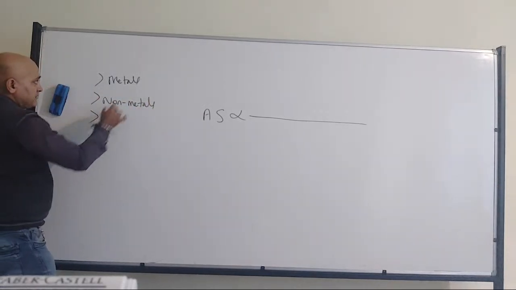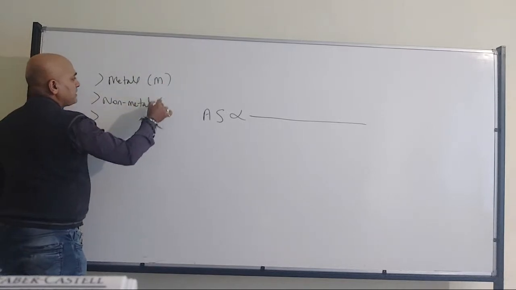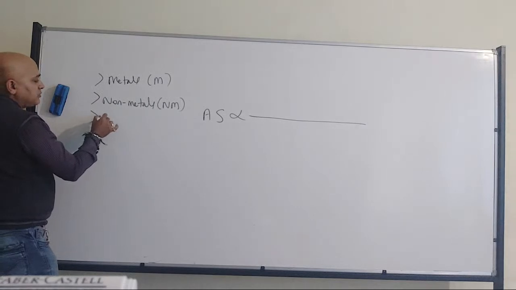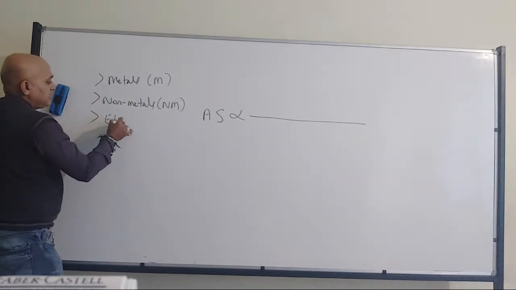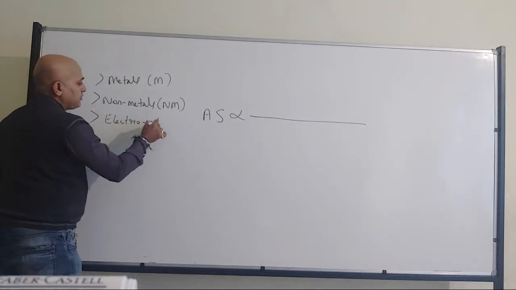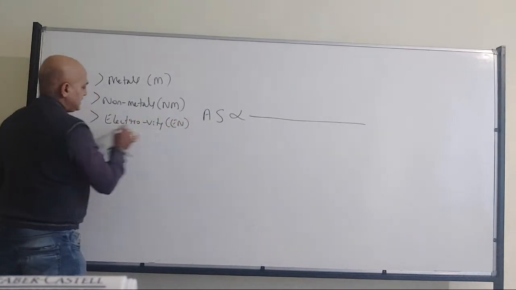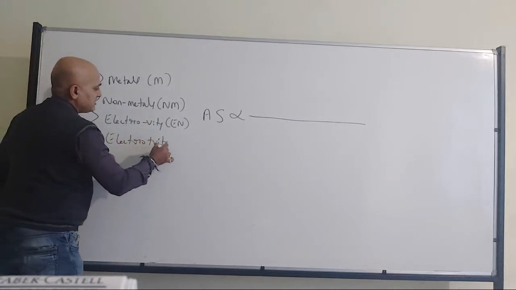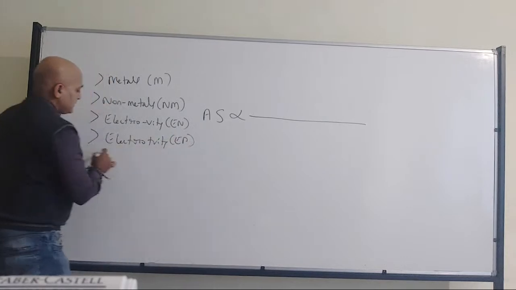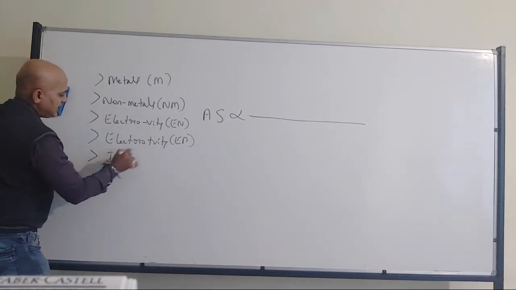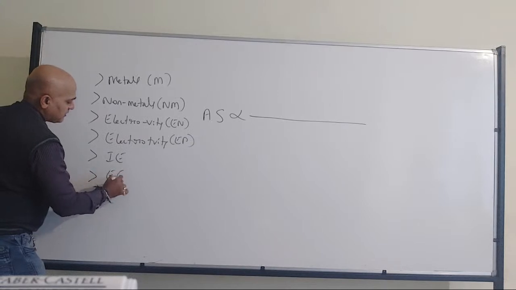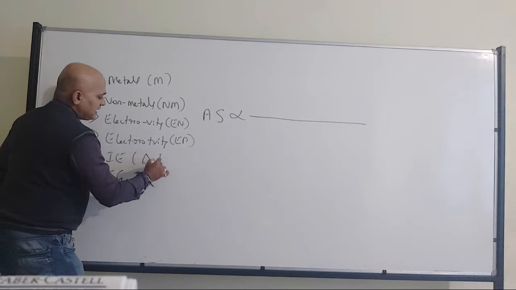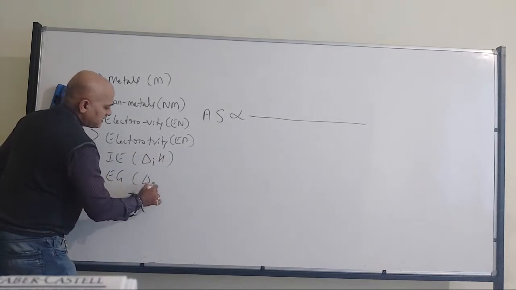Non-metals. Metals we will represent as M, non-metals as Nm. Then we will write electronegativity, which I will write as En, and electropositivity, which I will write as Ep. Then ionization enthalpy and electron gain enthalpy. So we will go with delta IH, delta EGH.